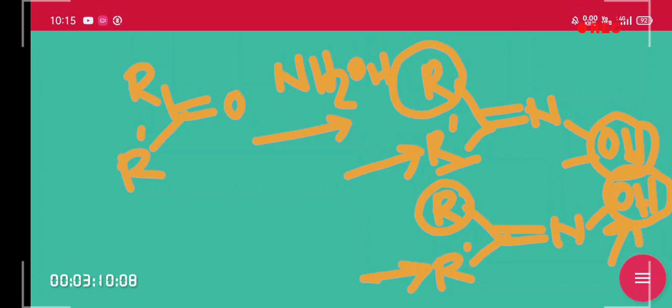So in ketoxime, for syn and anti nomenclature, you have to understand with respect to whom you are doing it. So here you can say the first structure is syn with respect to R prime and anti with respect to R, and the second structure is syn with respect to R and anti with respect to R prime. So that's all about syn and anti nomenclature in oximes. Thank you.